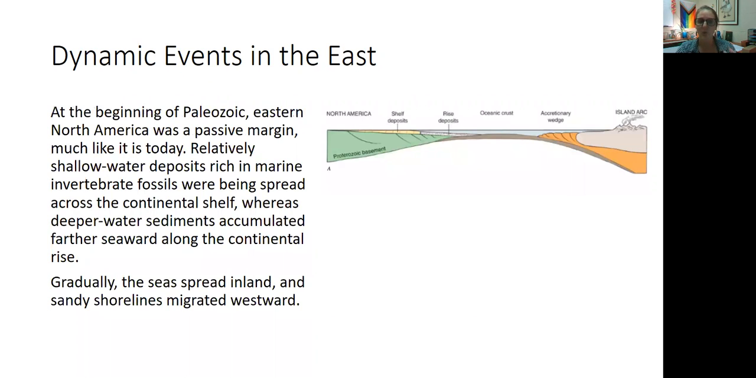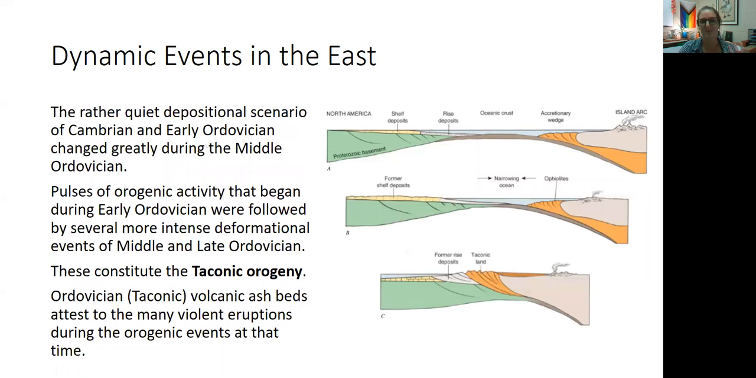Now, the way they were pushed was that at the beginning of the Paleozoic, Eastern North America looked a lot like Western North America did back then, right? It was flat, it was a passive margin, not much tectonic activity happening. This is when there was a shallow ocean, a lot of invertebrate species were dying, their fossils were being preserved, right? Gradually though, it changed.